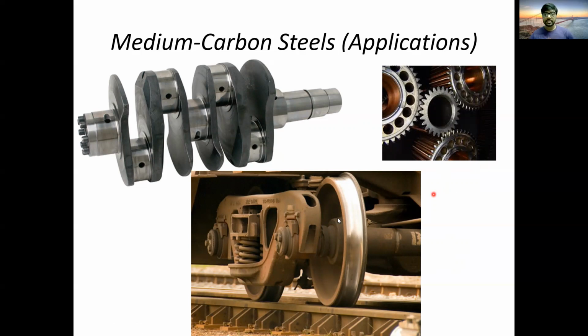You can see the rail line, the vehicles are also using medium carbon steels. So these are some examples of medium carbon steels in our practical life.